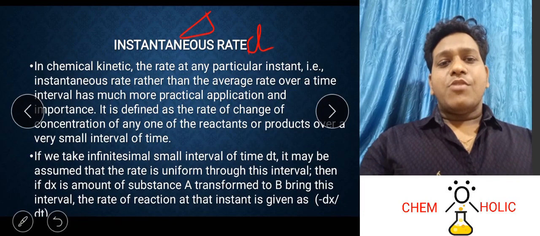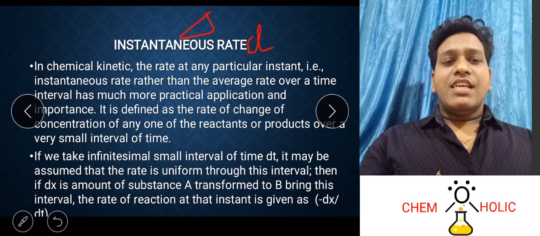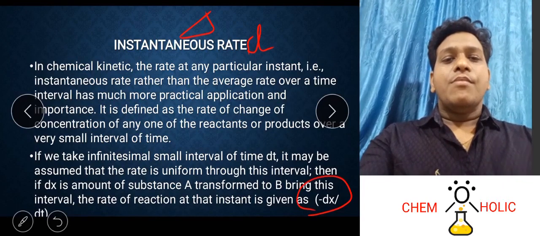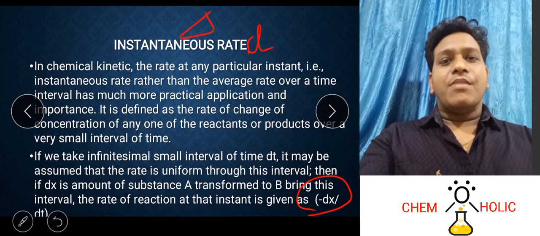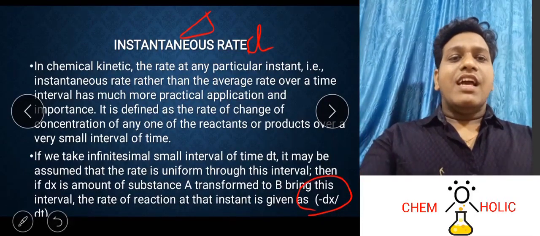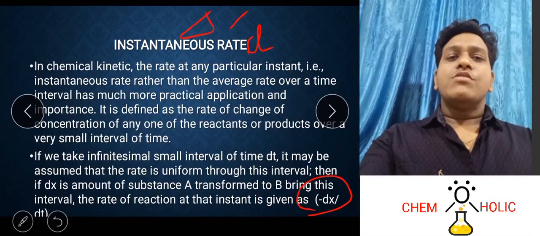For every small change we are going to use the d. So if you write the change of dx by dt, it means the very small change in the reactant per unit very small change in time. If there is a very small change, you have to use the d, and if there is a big change, you have to use the delta.